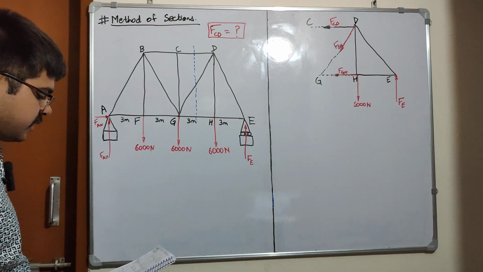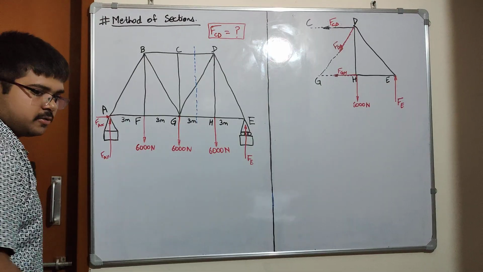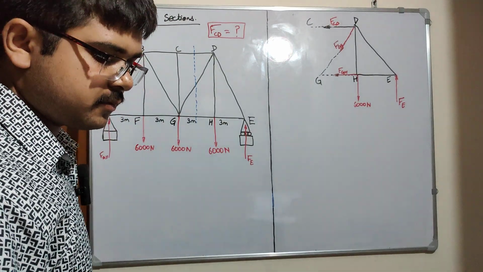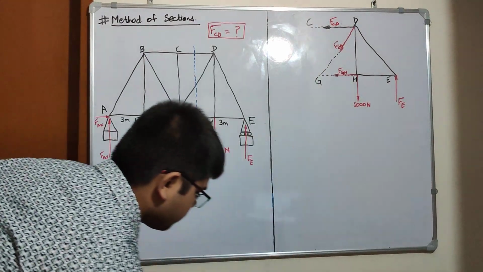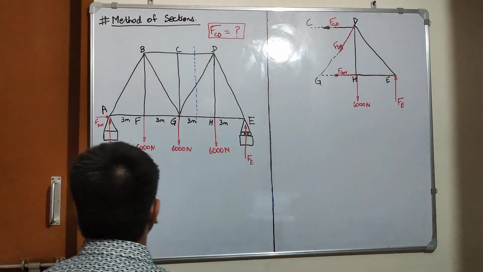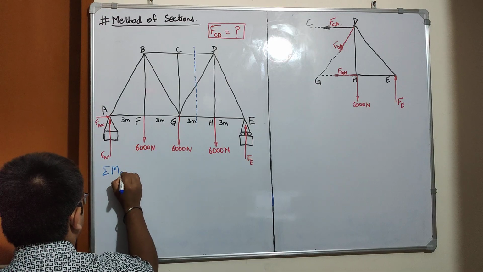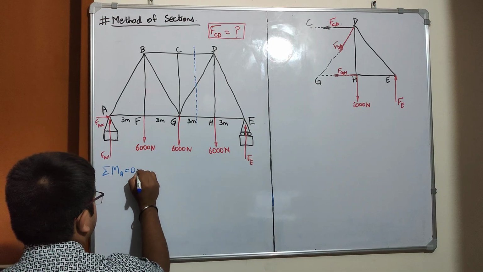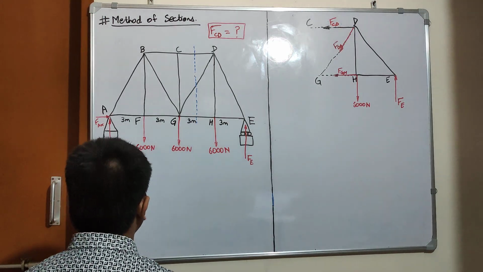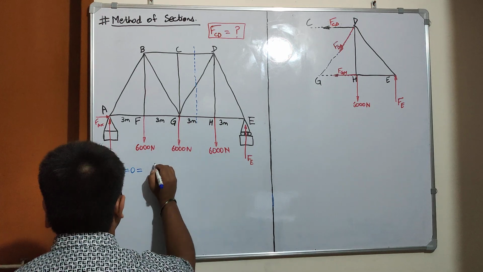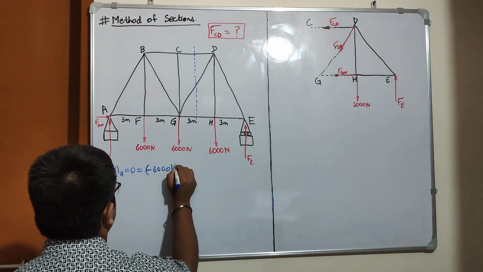So first of all we will calculate the summation of moment about A equals 0. We have minus 6000 into 3.